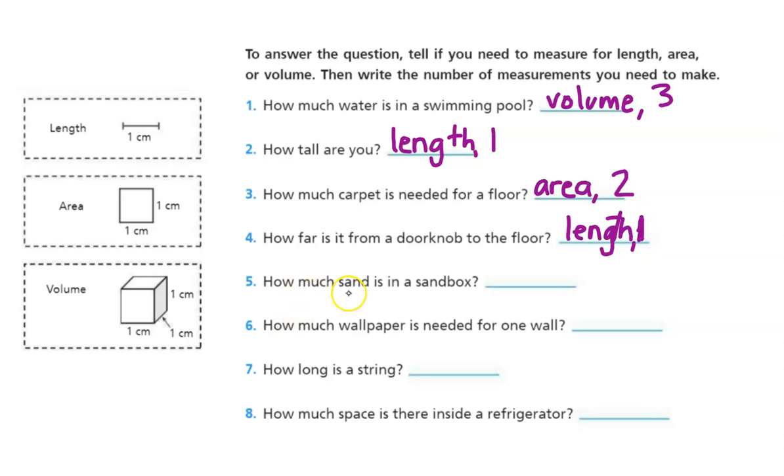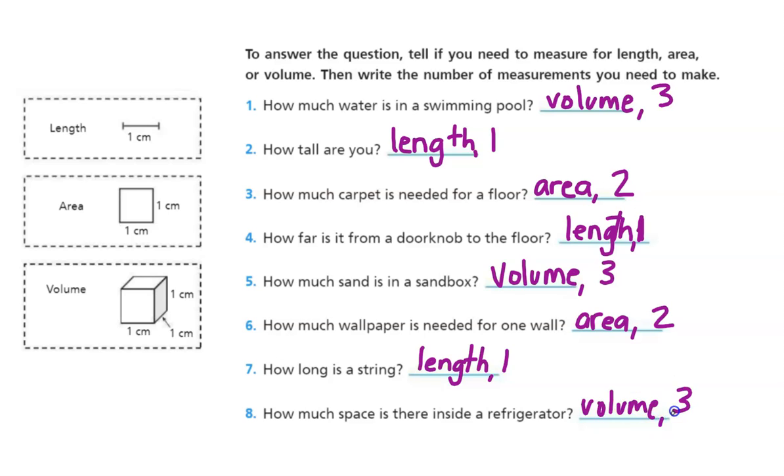Number 5 says how much sand is in a sandbox. Well, that's holding all that sand, so that's going to be volume, and you'll need three measurements there. How much wallpaper is needed for a wall? That's just a flat surface, but you need to have the length and the width, which is two measurements. How long a string is? That's just going to be one measurement, so that will be length. And the answer is 1. And then it says how much space is there inside a refrigerator. Again, that's going to be a three-dimensional shape. So we would need volume, which takes three different measurements.